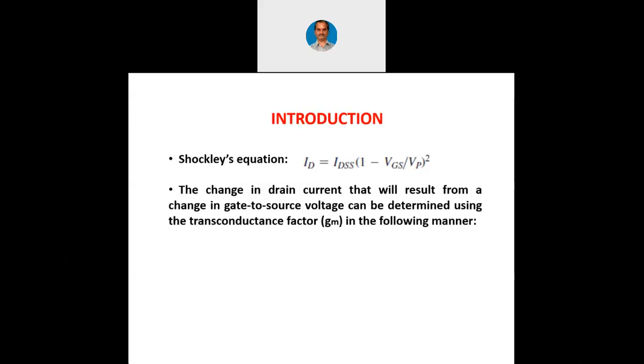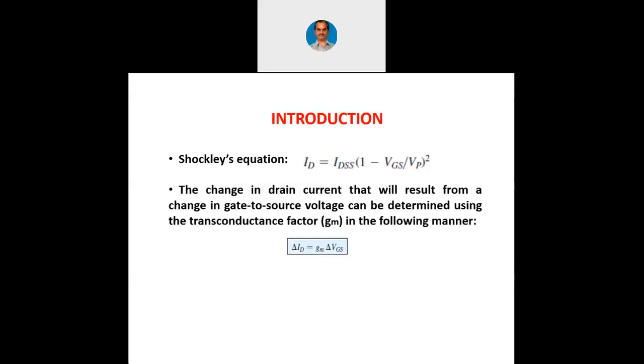So this GM is not an English symbol, it is some other language symbol. So you don't have to worry about how this G stands for what, M stands for what. It has no English counterpart because this research had happened in Europe. They had used the local language symbols at that time. So delta ID equals GM into delta VGS.